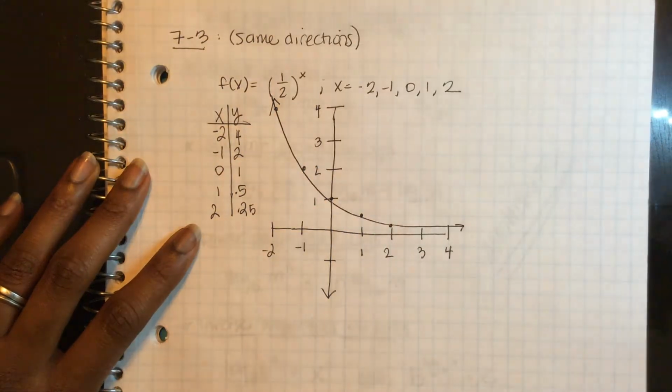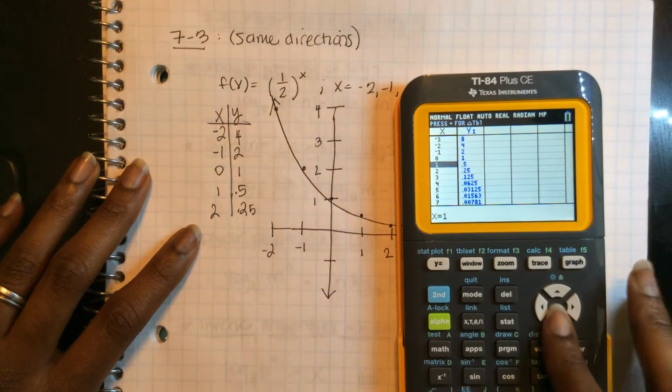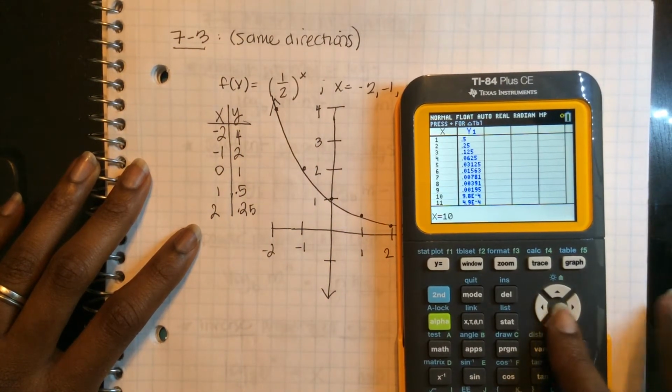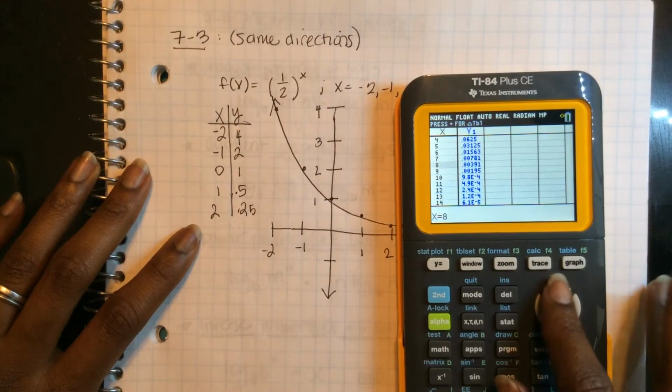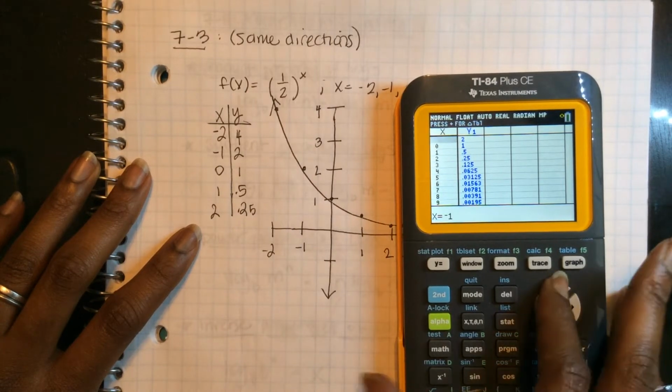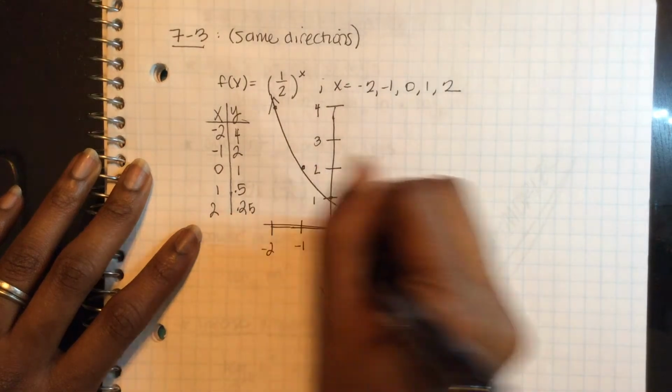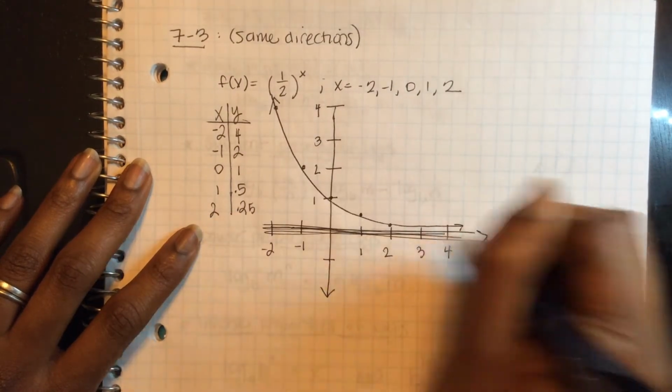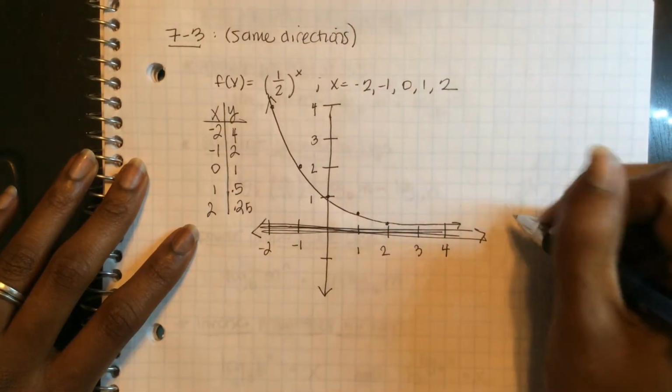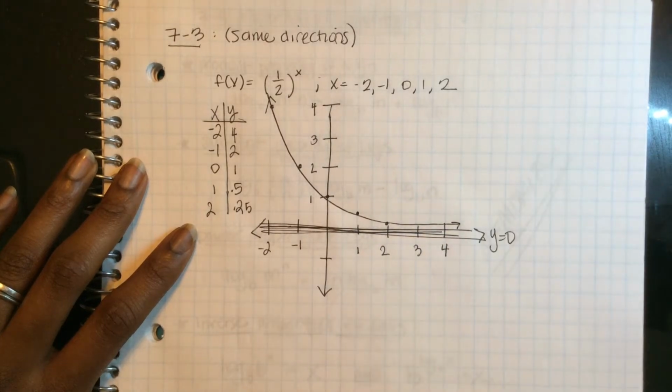And remember that if I pull out my table and keep looking down, my function gets very, very close to 0, but it never actually equals 0. So that means my asymptote is the x-axis, and the equation of that line is y equals 0.